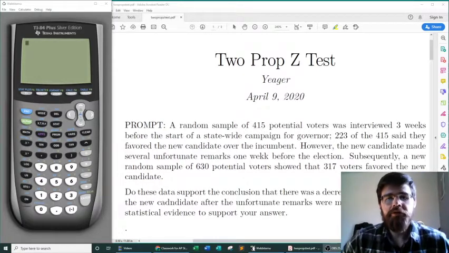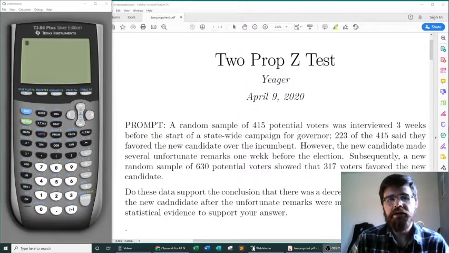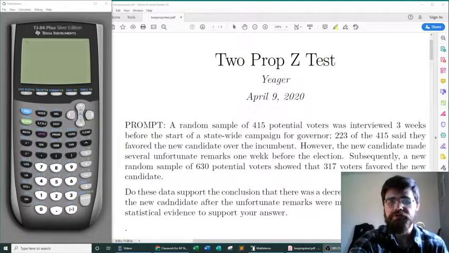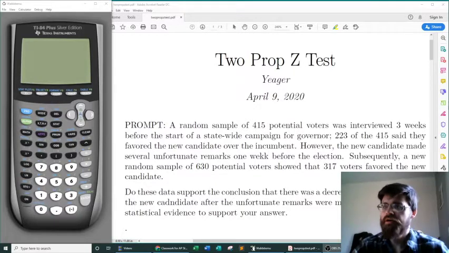Hey y'all, today we're going to be doing a significance test on two sample proportions, trying to find out if we have a significant difference between those two proportions. So let's take a look. You'll recognize this is the exact same problem as the last video.